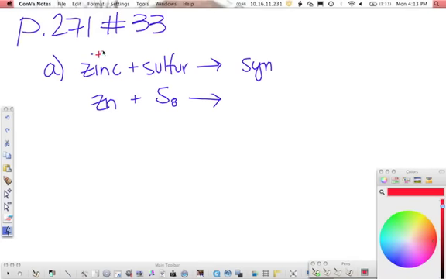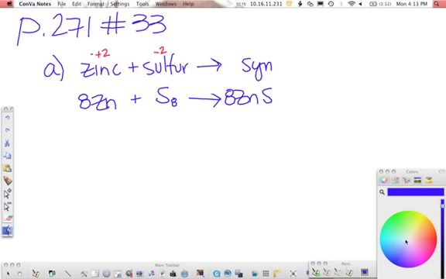Zinc, I know, is always a +2. Sulfur is always a -2. So when you put these guys together, they automatically balance out. So it's just Zn and S. And to balance this reaction, we'll need 8 ZnS and then 8 Zn. I'm not going to worry too much about states here. Just worry about getting the correct product predicted and then the compounds written correctly and the equations written correctly.